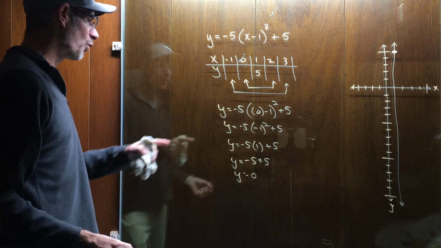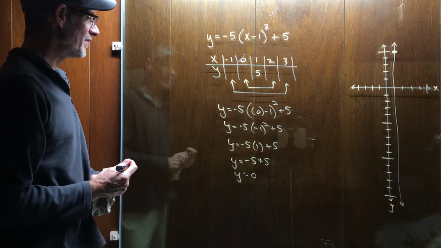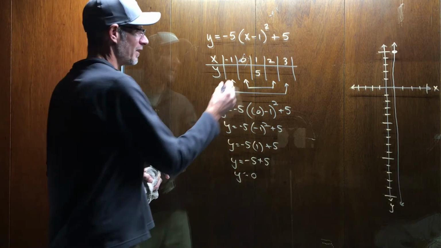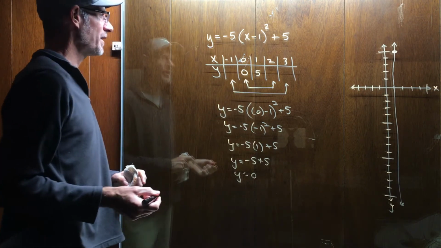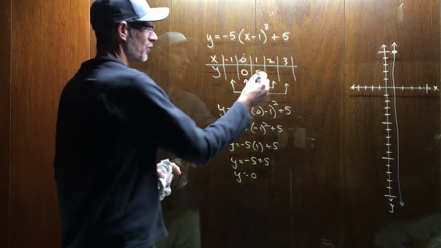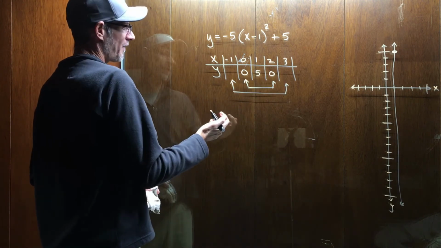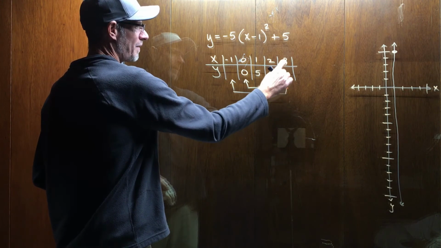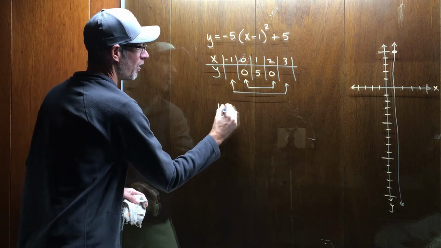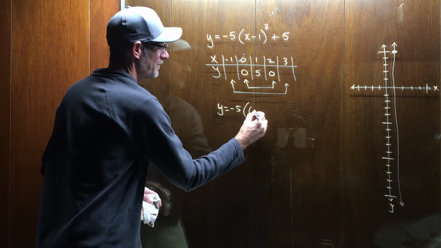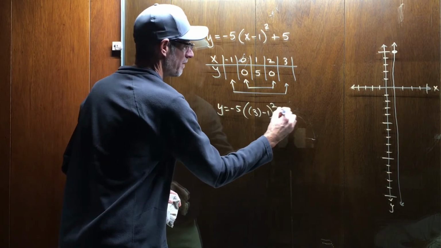So my y coordinate when x equals 0 is 0. So my y coordinate when x equals 2 is also going to be 0. Now to find my y coordinate here, I'm going to put 3 into my function. So I have y equals -5 times (3 minus 1) squared plus 5.